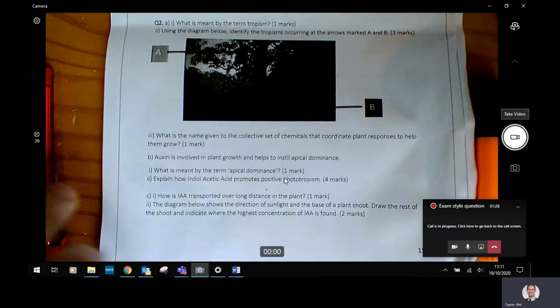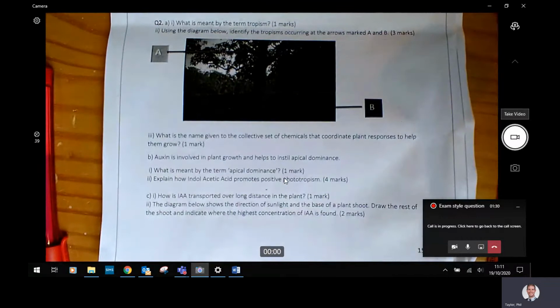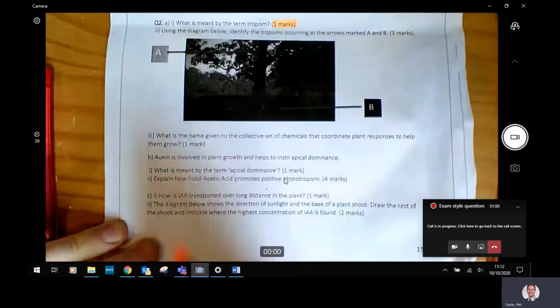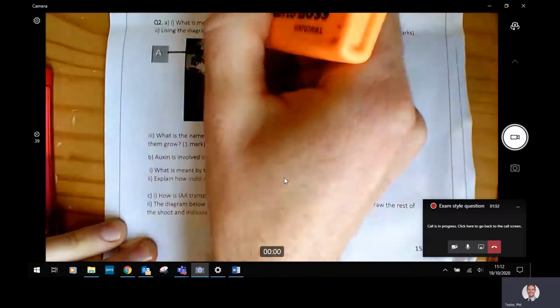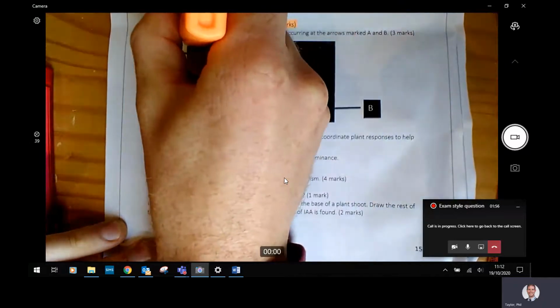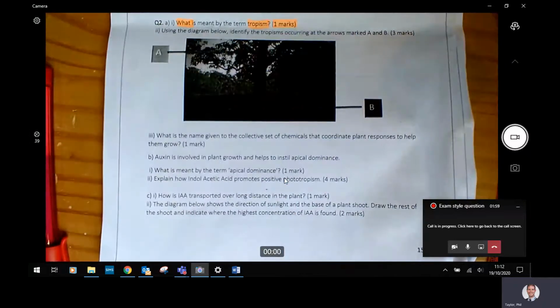So here you might see is the question, and what we're going to do is use our highlighter to highlight any key terms and answer questions as we go along. The first thing we always need to do is read the question. It says question 2A, part 1, what is meant by the term tropism? We'll note that it's only 1 mark, so I'm going to highlight that. I'm going to say what, because that's just a simple state for 1 mark.